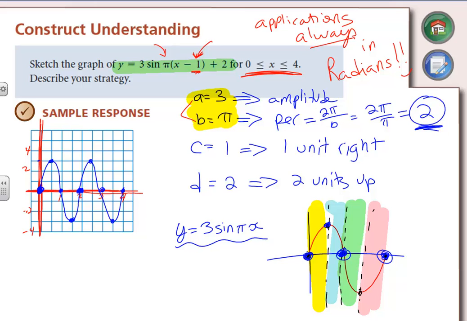Now we're going to do our translations. Take all those points, 1 right and 2 up. I'll do it in green. So 2 up, 1, 2, and 1 to the right. 2 up and 1 to the right, repeating for each point. Let's connect those dots there.